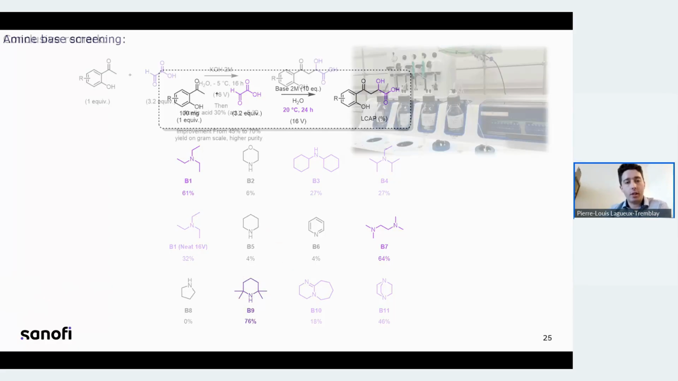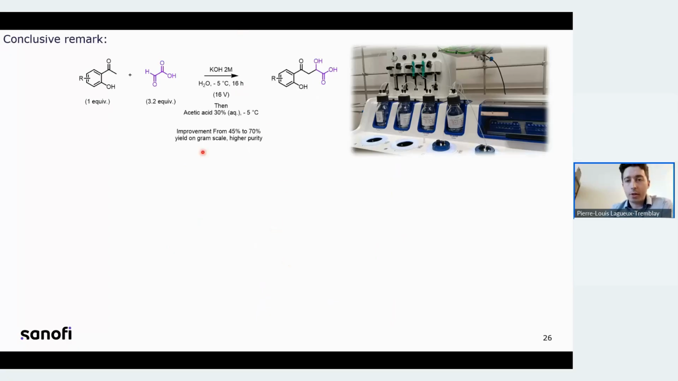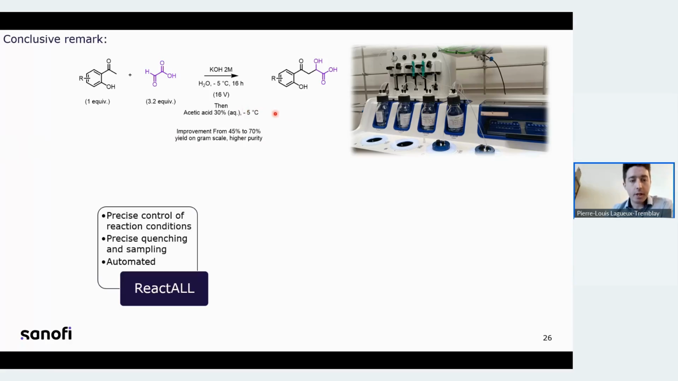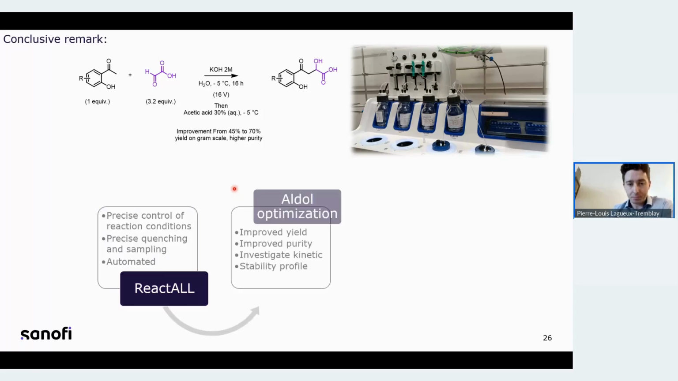So with this, essentially, we can see that by using the ReactALL, we're able to go from a process that was going from 45% yield to 70%, so increasing yield and purity profile of the product in this Aldol reaction. So really, the ReactALL would allow us to have a precise control of the reaction condition, a precise quenching and sampling, and also was automated. With all this, it was very easy to do essentially some early process development of this transformation.